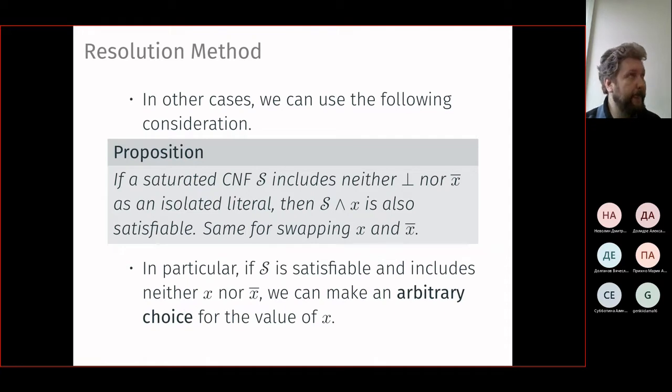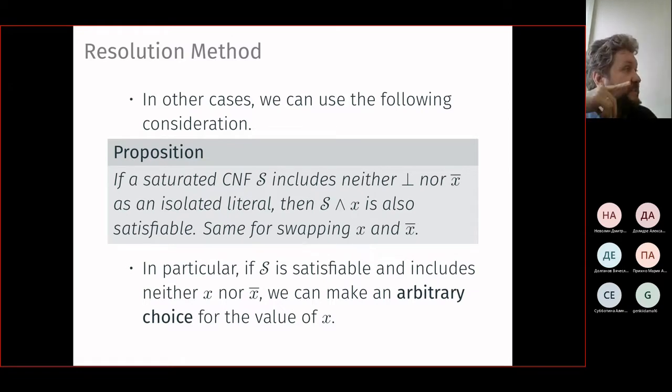So we can add x and, for example, kill some not x's in... Yes, yes. This is what is going to be next. So in particular, if S is satisfiable, a saturated CNF, not contradictory, and it doesn't include, after saturation, x or not x, you can make an arbitrary choice for the value of x. If you are not forced to make x true or x false, then you can voluntarily say, okay, x should be true, or x should be false. This is my decision. It's not the decision of the CNF.